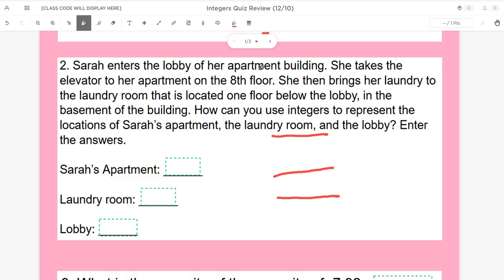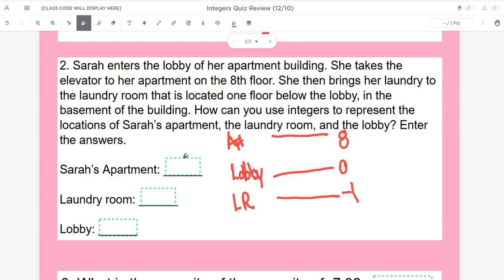So Sarah enters the lobby of her apartment building. She takes the elevator to her apartment on the 8th floor. So we know that she entered the building at the lobby, so the lobby is representing 0. And then she went to her apartment. I'm going to put APT, and that was on the 8th floor. And then the laundry room is located 1 floor below the lobby, so that'd be a -1.